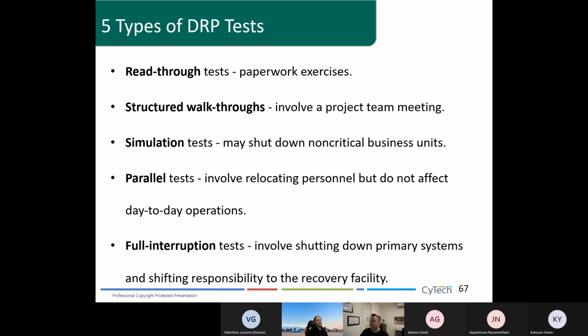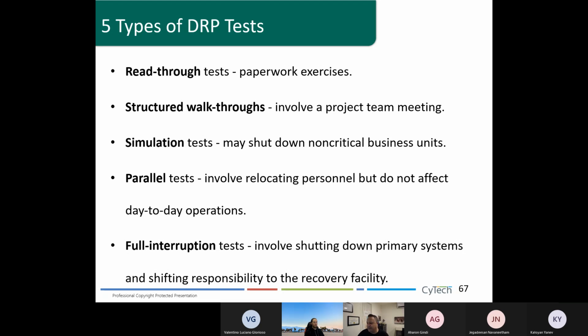And then the fourth one is parallel tests. Parallel tests involve relocating personnel, but do not affect day-to-day operations. So it's almost as if we are facing a disaster, but we're not interfering with any day-to-day operation of the business. We're just saying, okay, let's relocate the personnel to the disaster recovery site, okay? And the last one is the full interruption, and you do want to do that at least once a year.